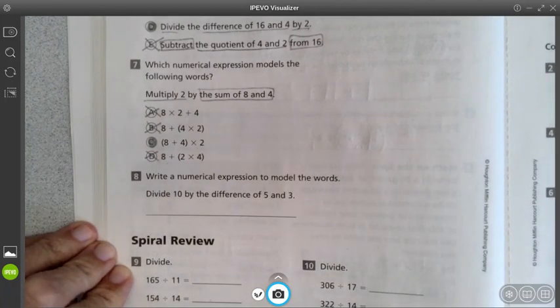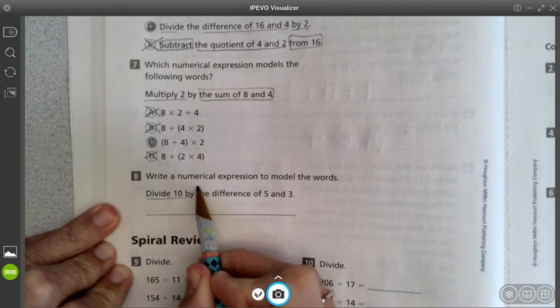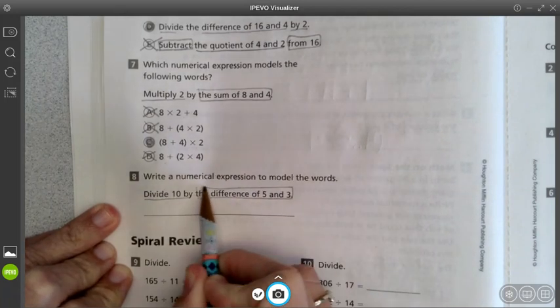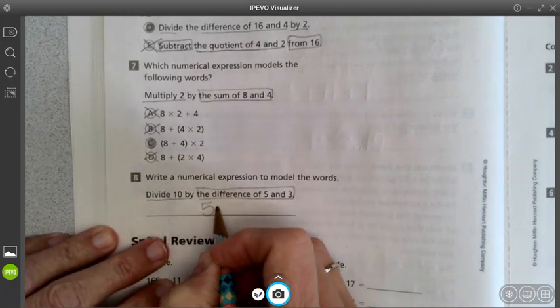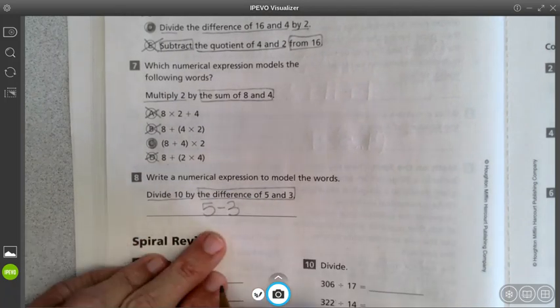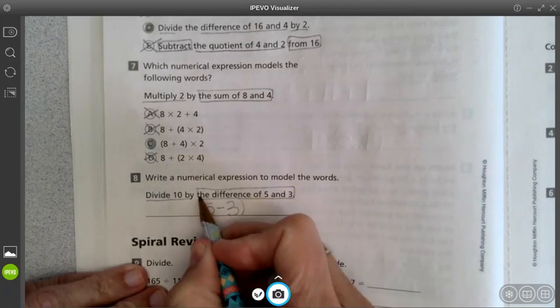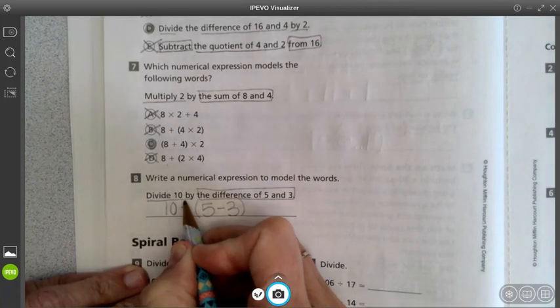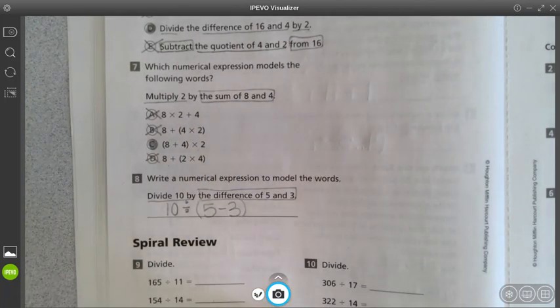Write a numerical expression to model the words. Divide 10 by the difference of 5 and 3. So the difference of 5 and 3, those words tell me to do 5 minus 3, and then I'm going to divide 10 by that difference. So I'm going to write it looking as I've just shown.